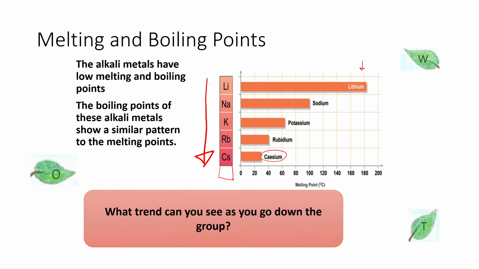So I've just described the trend there. As you go down the group, the melting point decreases because it starts at about 180, then it goes to about 100, then about 65, etc.